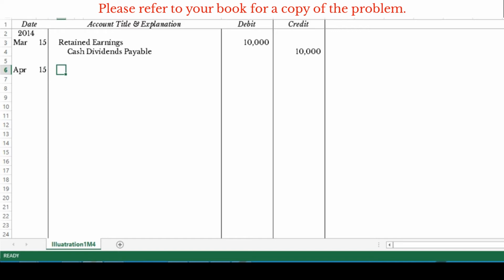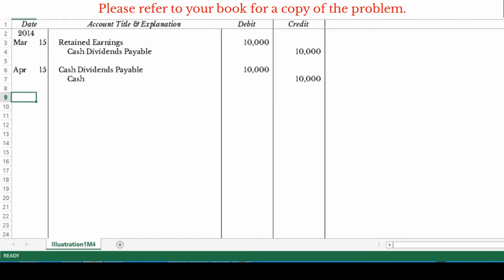Therefore, sa April 15, ito yung actual day na magbabayad ka ng cash. So, simply, you just debit yung cash dividends payable at 10,000. Then, of course, you will credit cash at 10,000. Dito nangyari yung actual dividend payout.